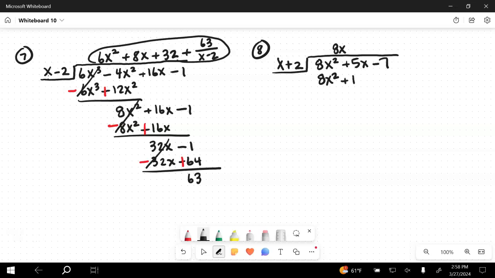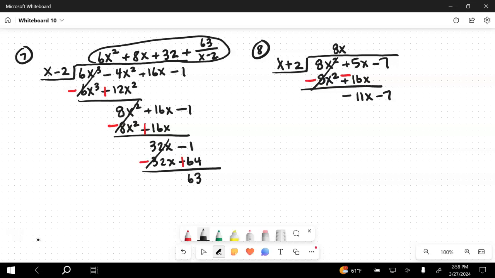8x times x is 8x squared. 8x times 2 is 16x. And we change the signs. Now we're going to combine like terms and see what's left. The squared terms are going to cancel. We're going to end up with negative 11x after we combine the x's, and a negative 7. Looks like it'll go one more time.